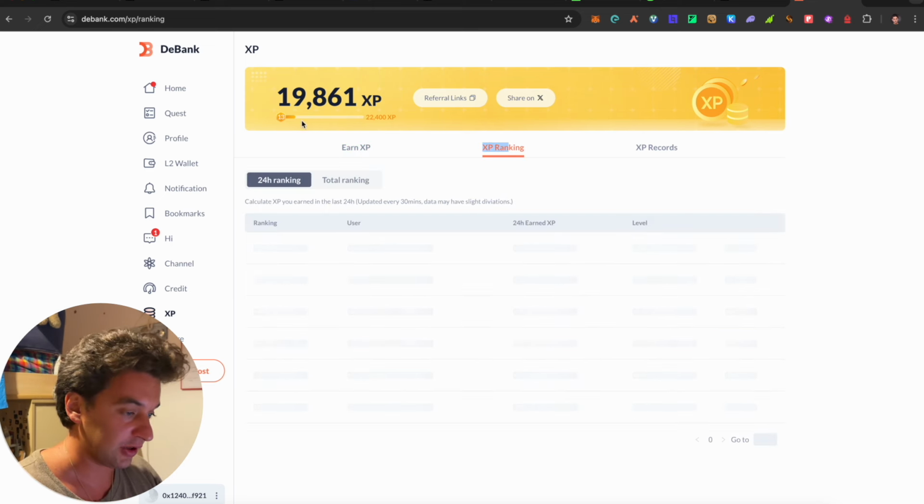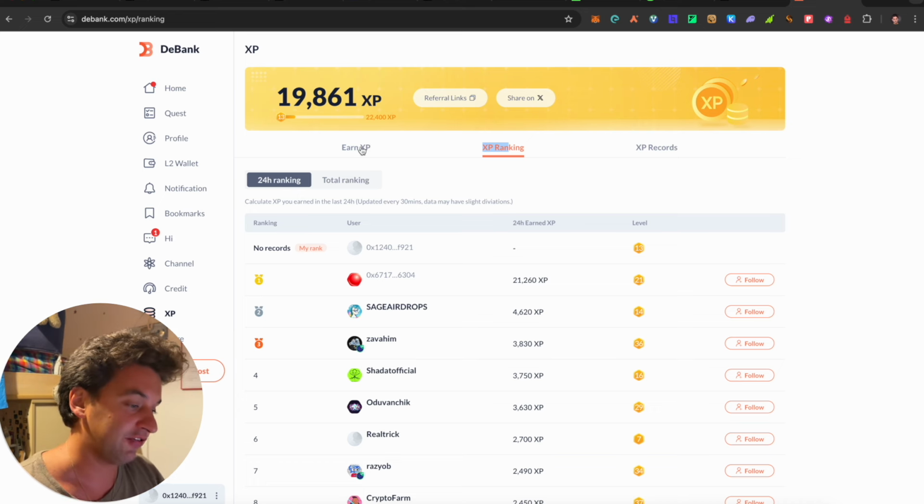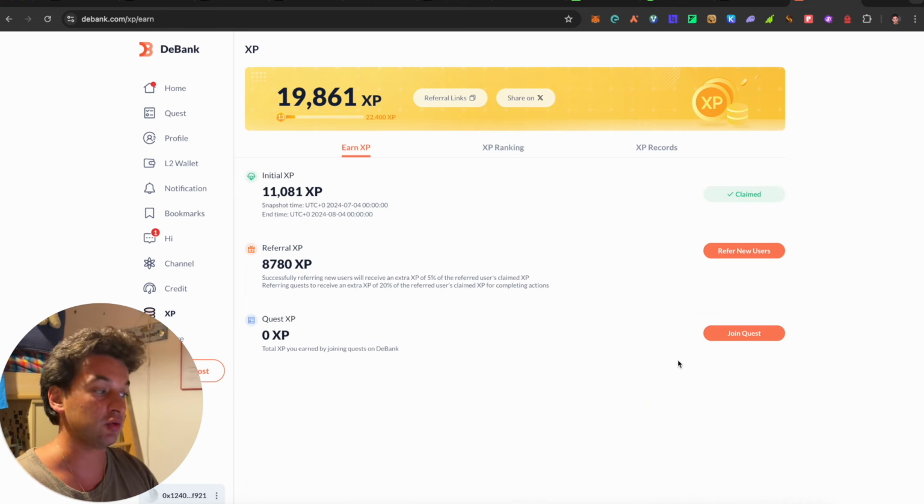You got rankings, you got XP allocation because of your wallet size, mostly because of your wallet size and different activities. As we see over here, you also got quests to go and join. So make sure to go and check it out. Make sure to go and join.